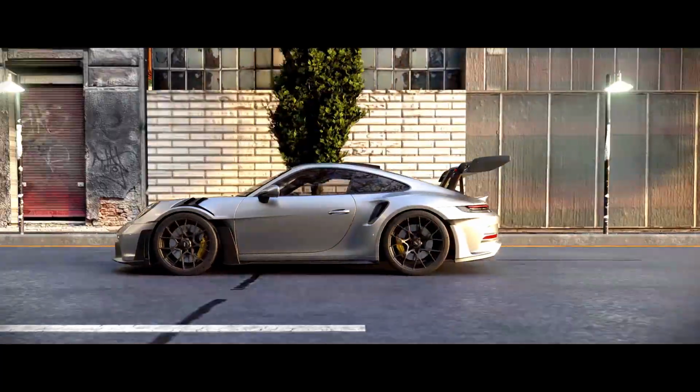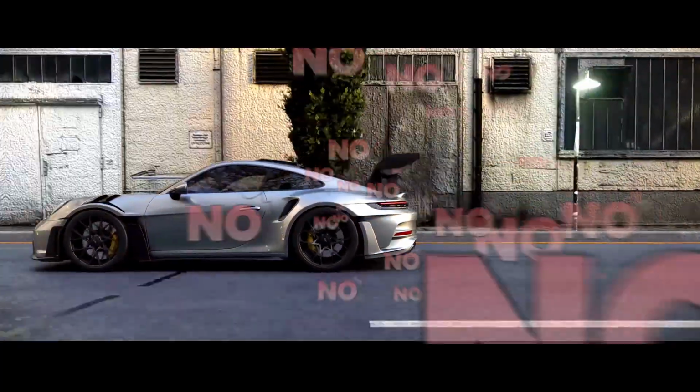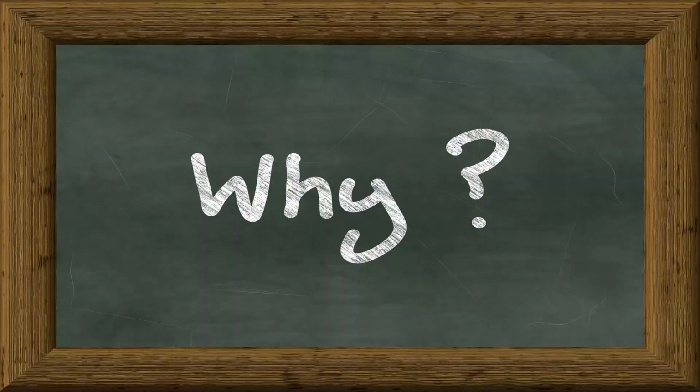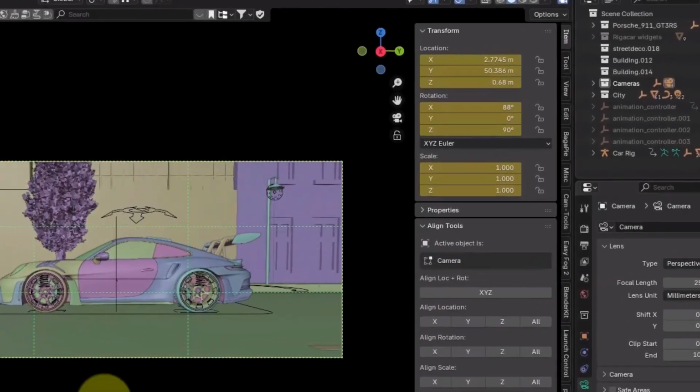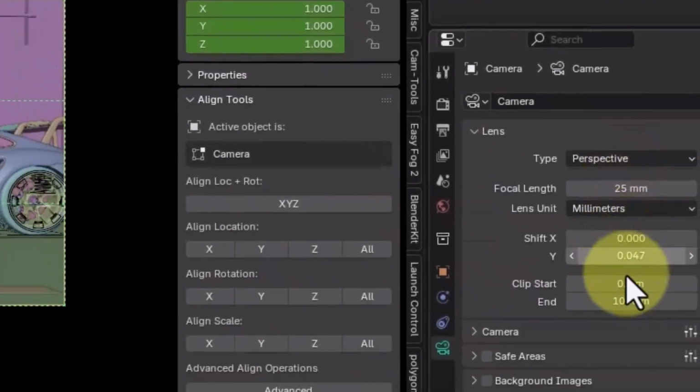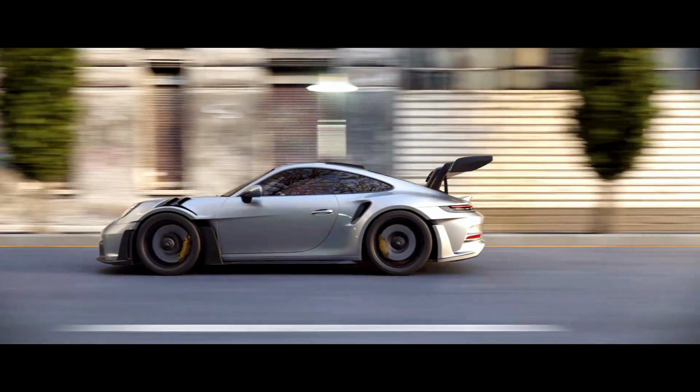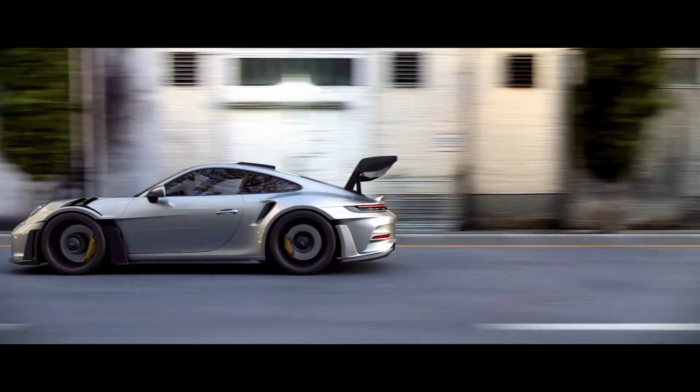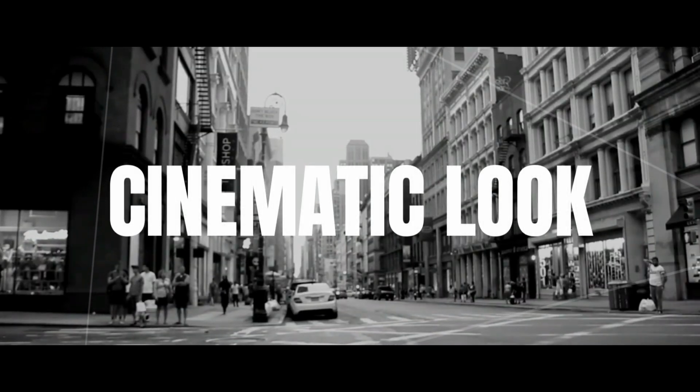This car is moving at the correct real-world speed, but it still feels slow. Why? Because speed in animation is not just about numbers. In this video, I will show you how to set realistic car speed in Blender and how motion blur and camera movement can make your animation feel cinematic.